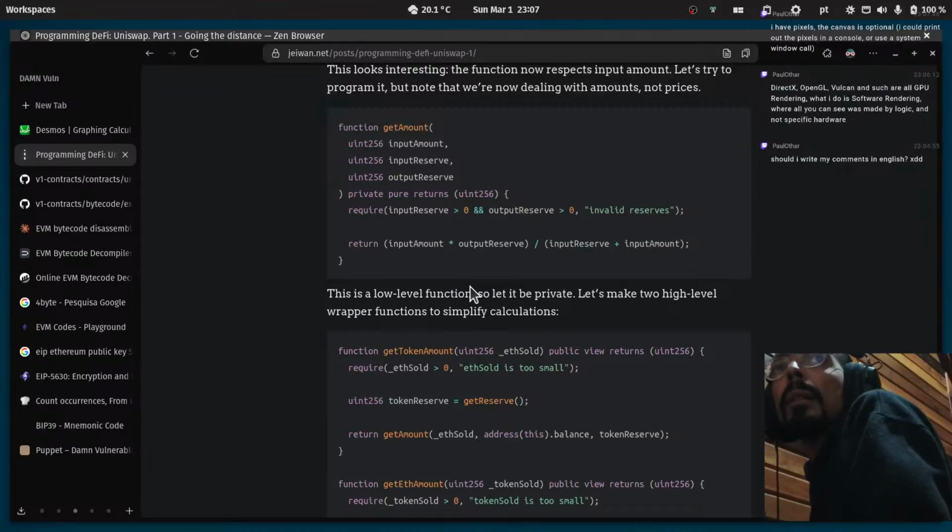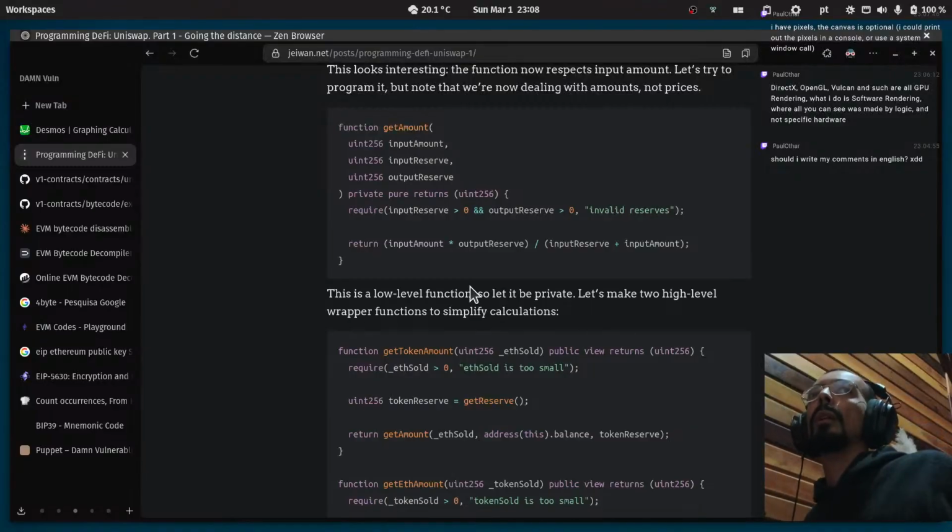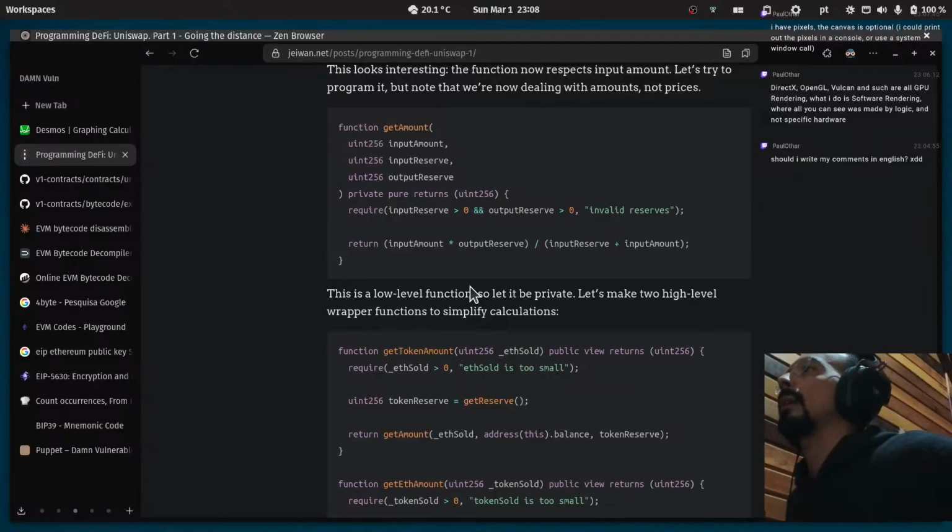I have pixels. The canvas is optional. I could print out the pixels in a console. True. Or use a system window call. Yeah, true. Like I said, canvas is more like X and Y axis. But yeah, you're right. Canvas is something else.